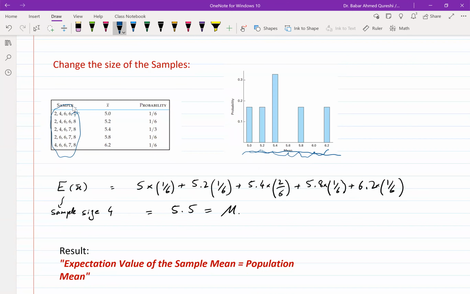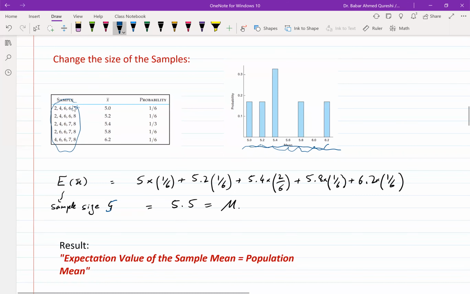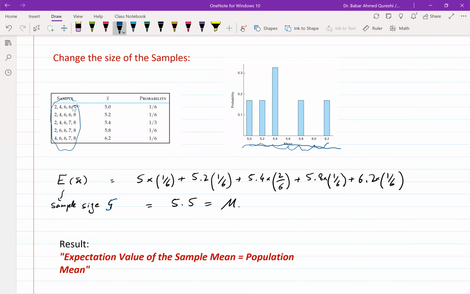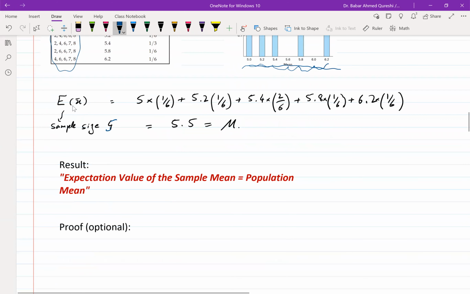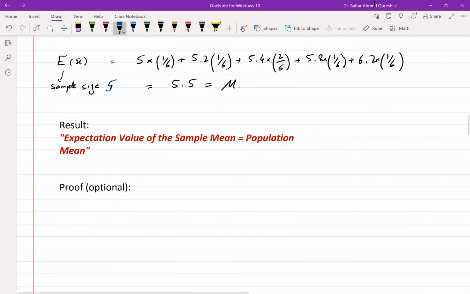And again, using that formula, I get, this is not a sample of size 4, this is a sample of size 5, you get the same number 5.5, which is equal to the population mean. Actually, you can try it out. No matter what sample size you take, the expectation value of the sample mean is always equal to the population mean.